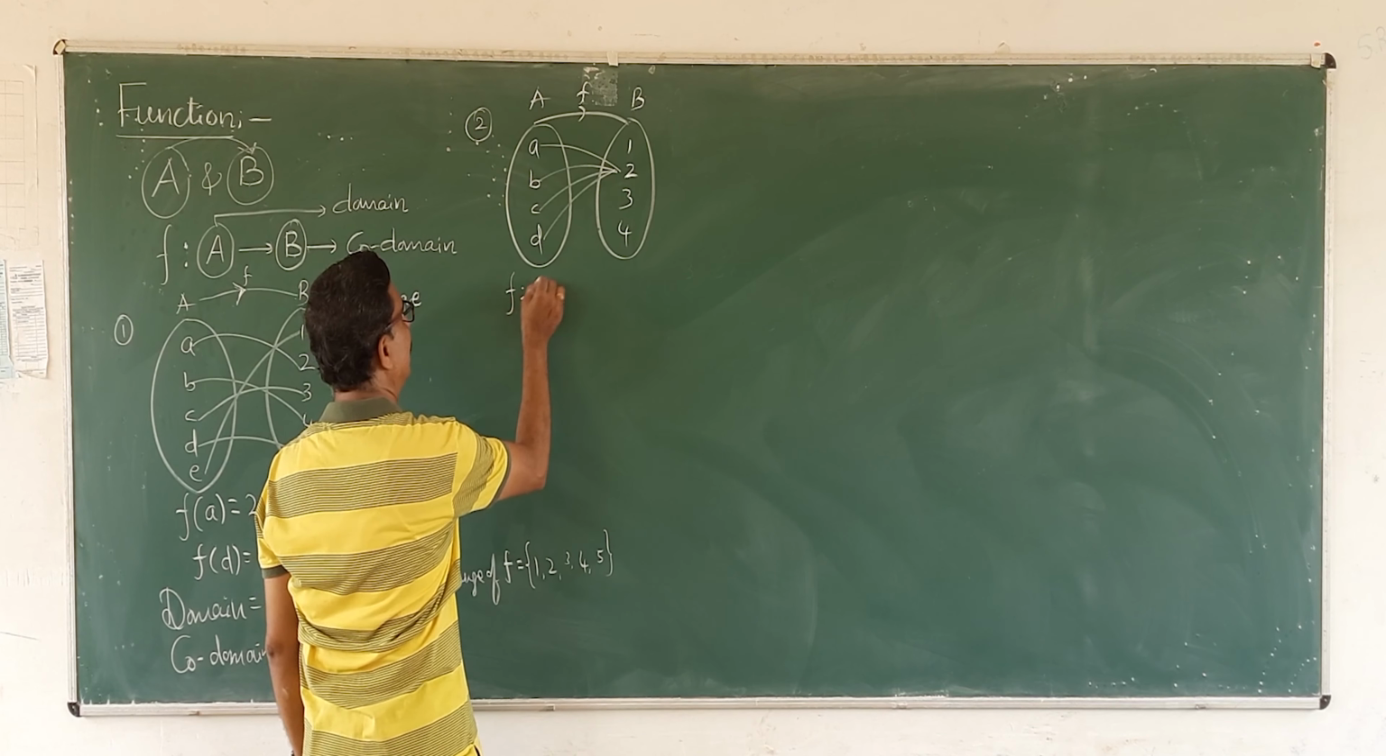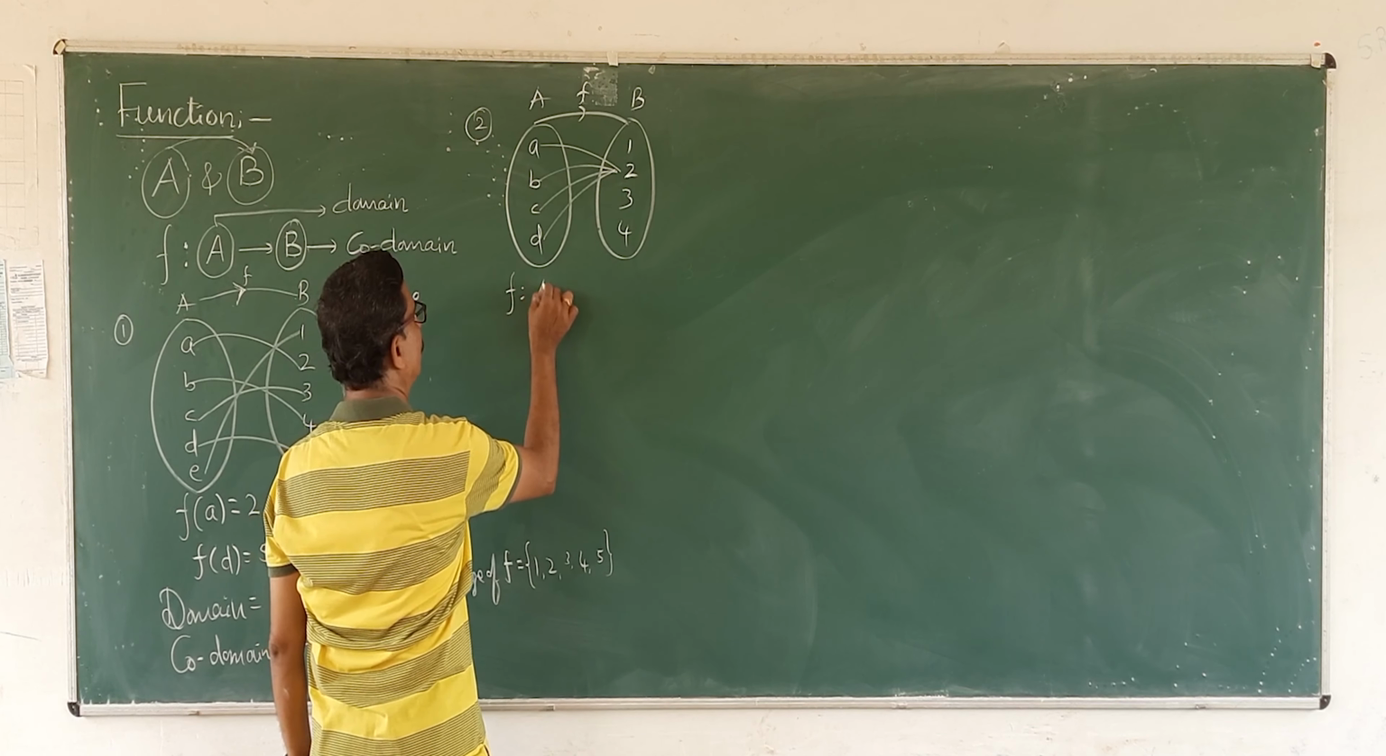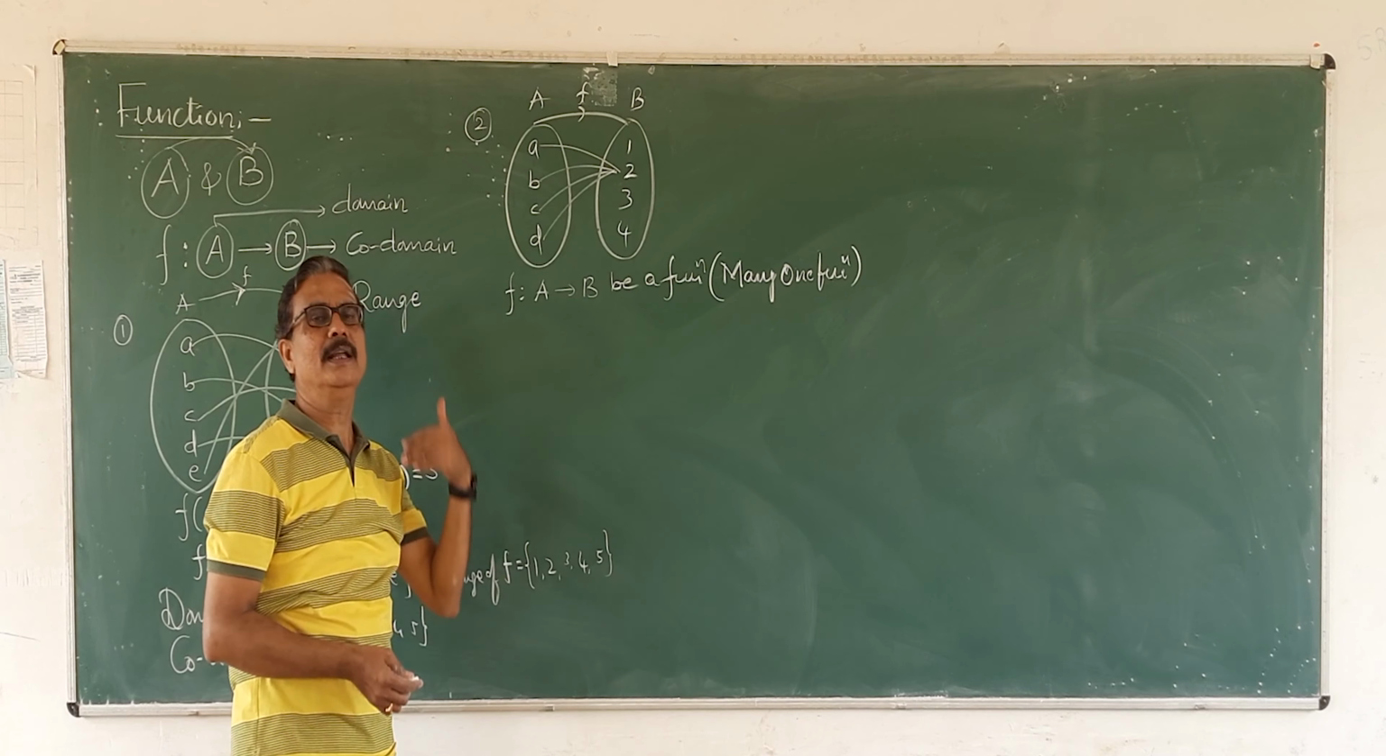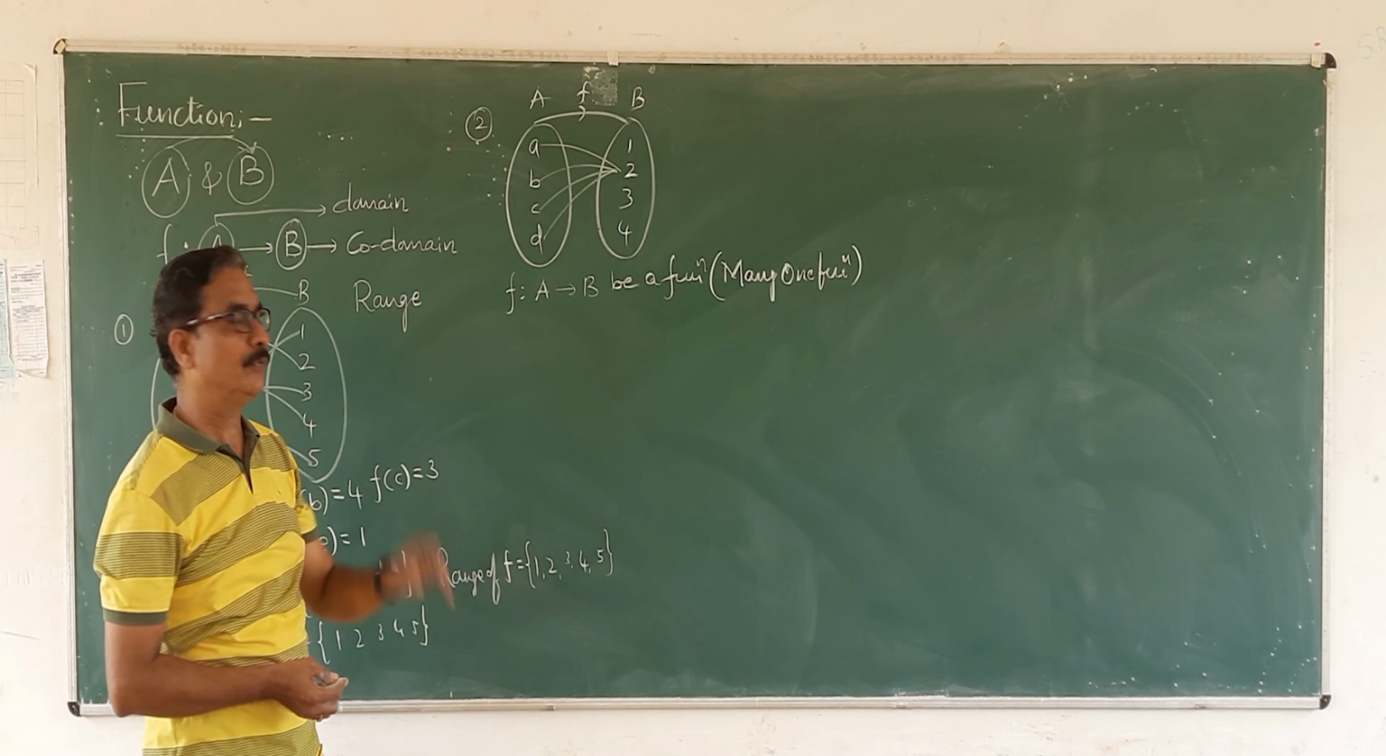Now clearly F from A to B is a function. Okay, and another name for it is many one function. Why is it called many one? Because the images of all the elements meet at one point, that is known as a many one function. It is a function as well as a many one function.